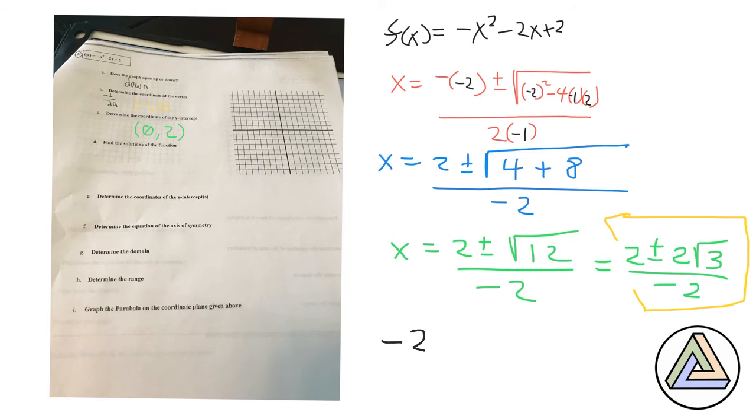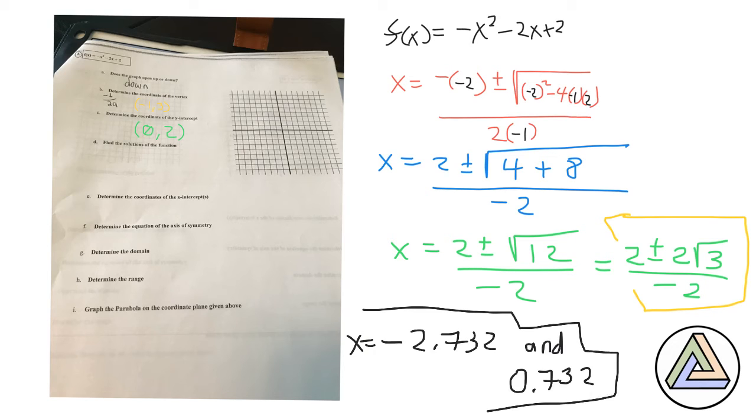The first solution ends up becoming, I'll just write this a little bit nicer, x equals negative 2.732, and we'll just round it there. And the other solution ended up being positive 0.732 approximately. All right, so these are the two quote-unquote solutions.